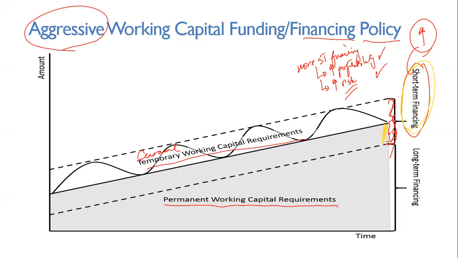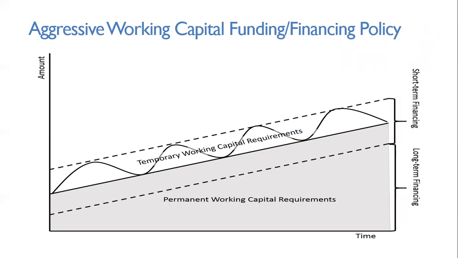So when we say the working capital financing policy is aggressive, it means that all of the temporary or seasonal working capital requirements plus a portion of the permanent working capital requirements are funded out of short-term financing.